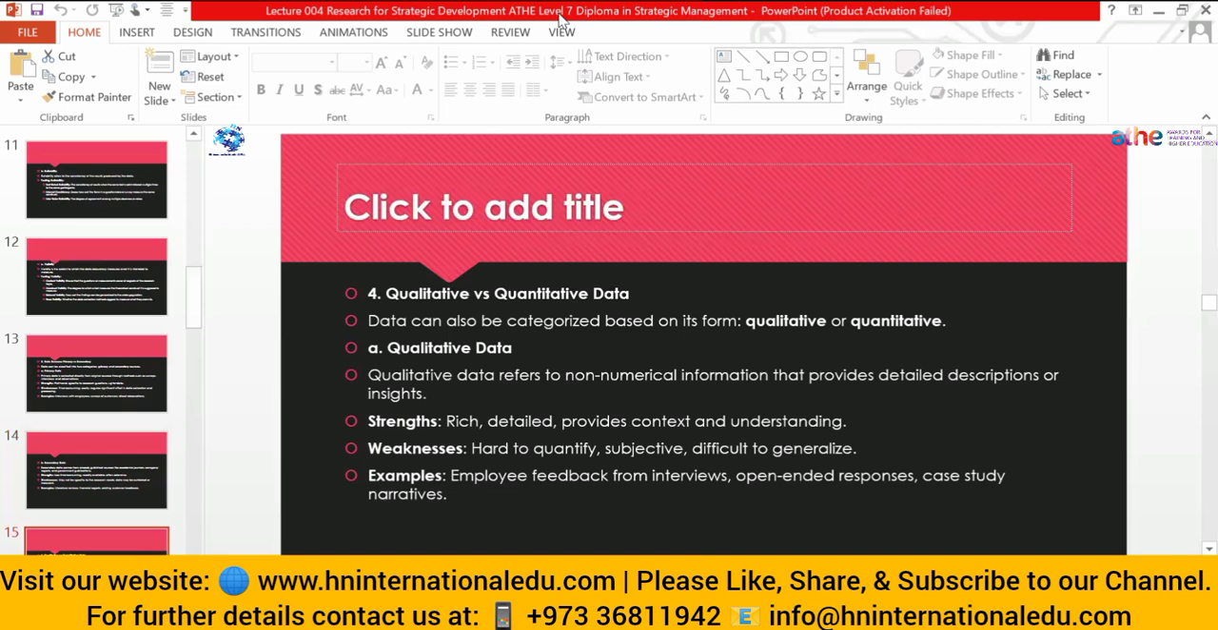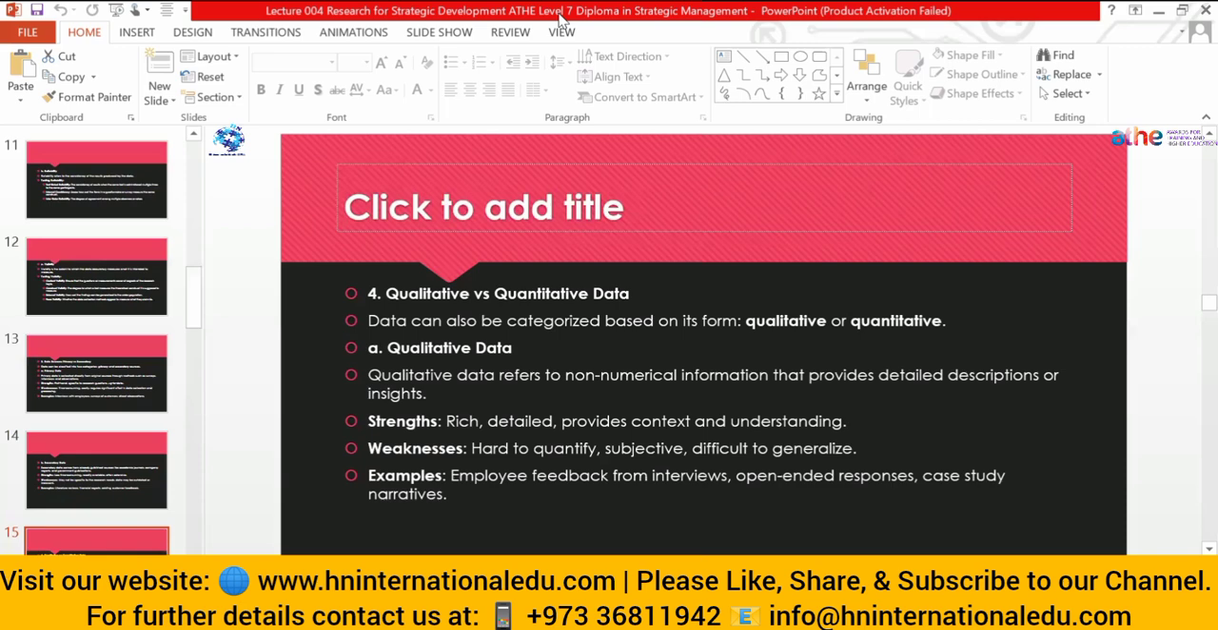Then we have qualitative versus quantitative data. Data can also be categorized based on its form, that's qualitative or quantitative. Qualitative data refers to the non-numerical information that provides detailed descriptions or insights. That is all written, all paraphrased, all detailed depth. Strength: rich, detailed, provides context and understanding. It's the topic of the title you have chosen already. However, hard to quantify. When you actually try to sum up, it gets way too difficult because you're not dealing with the numbers.